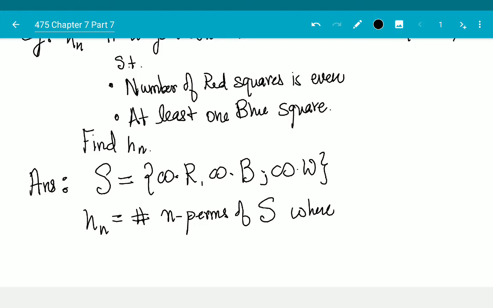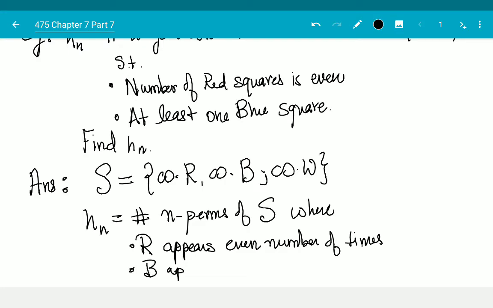where red appears an even number of times, and blue appears at least once. Okay.